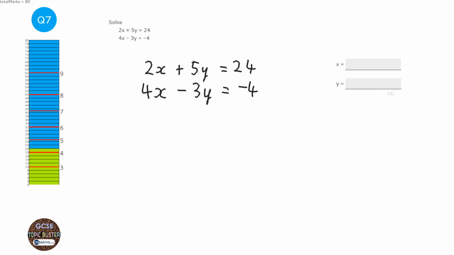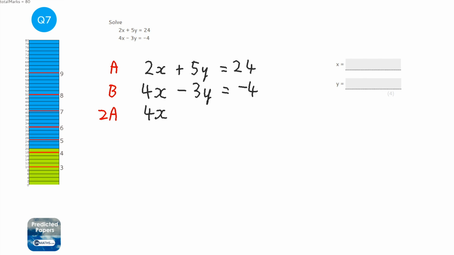Now looking at this, and I'm going to label these A and B. Looking at this, if I double A, then the x's would become the same because they both have a coefficient of 4. So what I'm going to do now is I'm just going to write 2A. So I'm going to double everything in A.